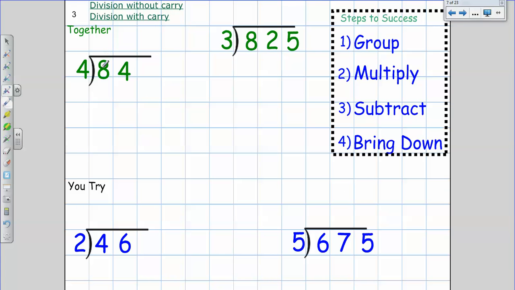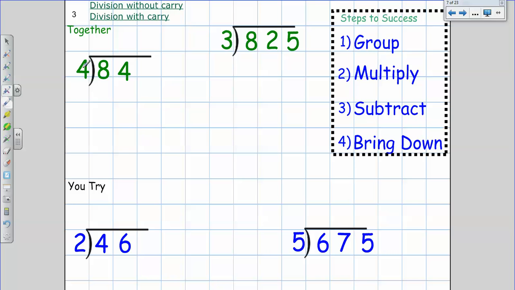I have 84 divided by 4. So here are my steps to success that I follow every single time I multiply or divide. It doesn't matter if I'm dividing decimals, doesn't matter if I'm dividing whole numbers. These are the same 4 steps I follow every single time. So the first thing I'm going to do is group.